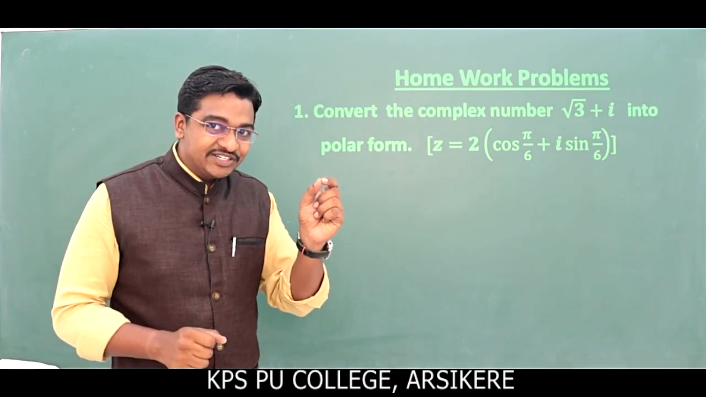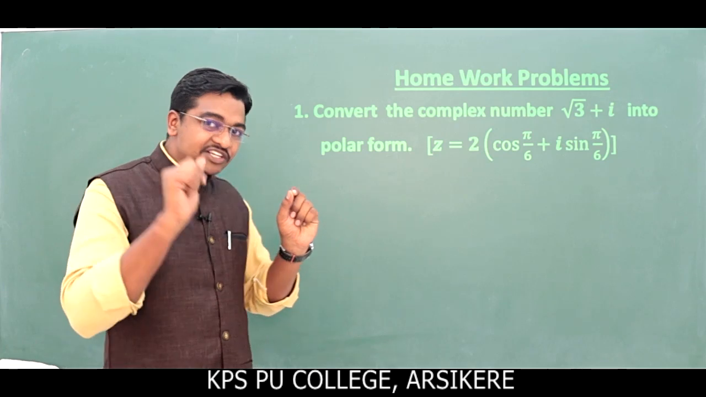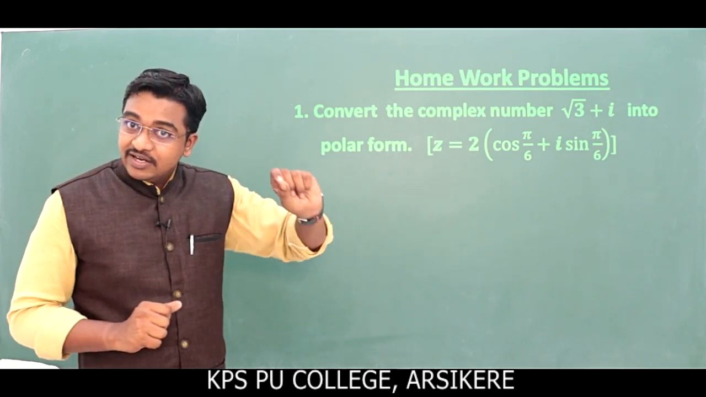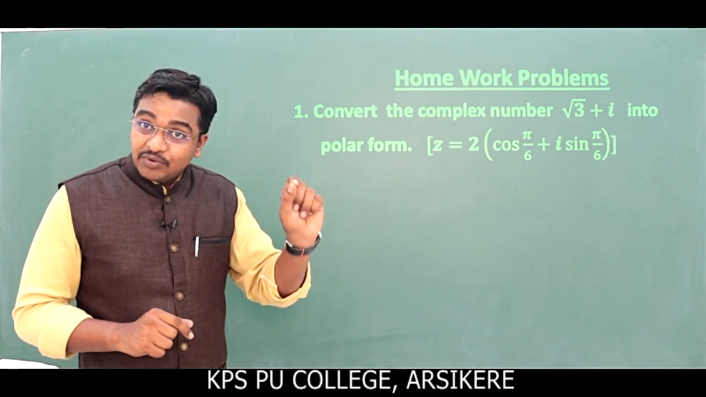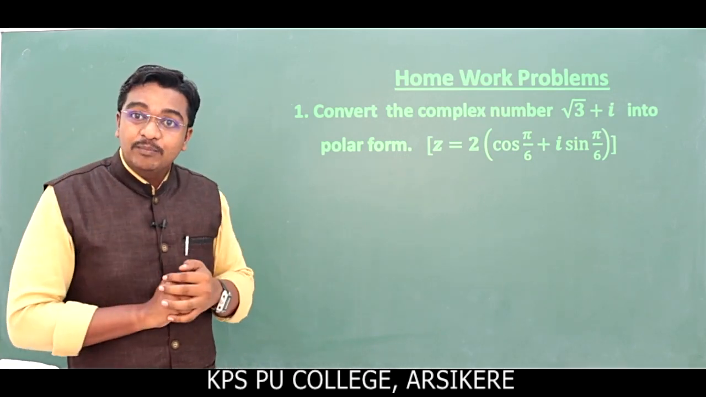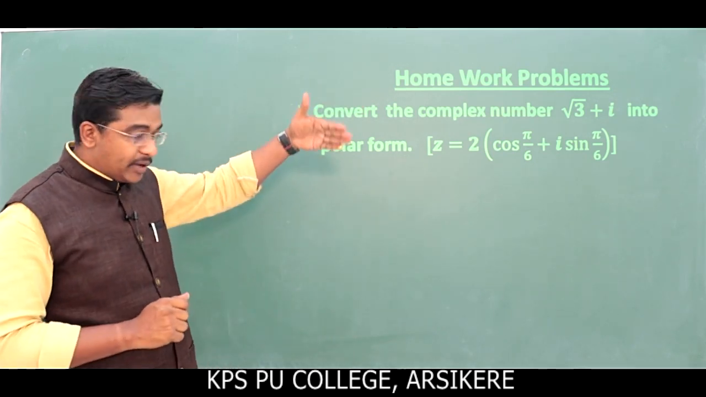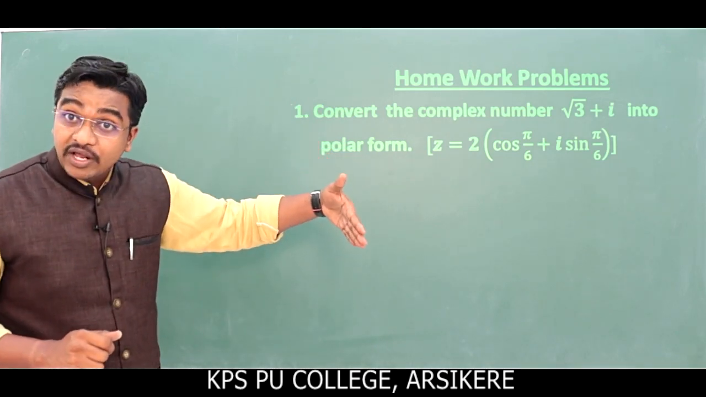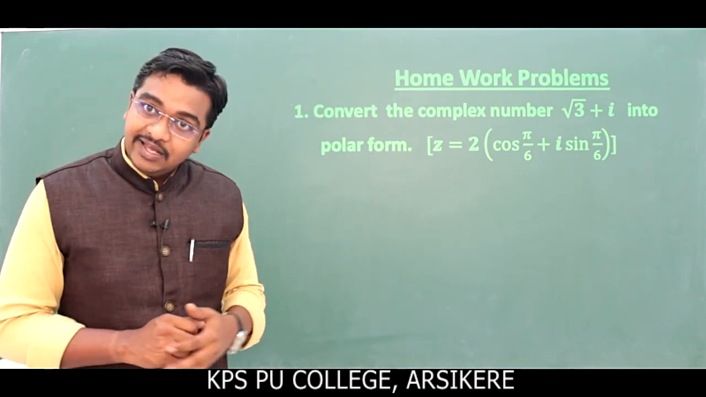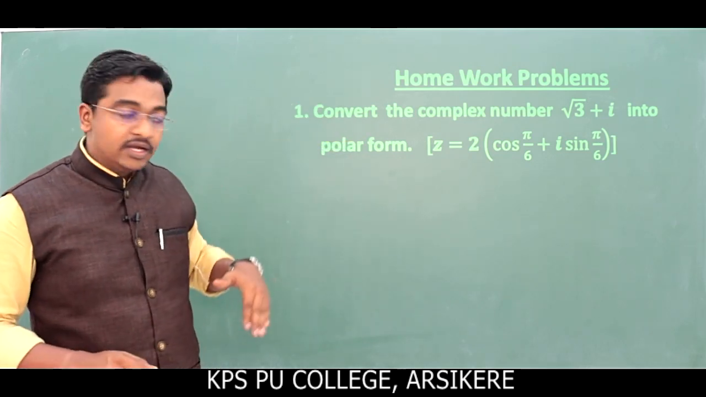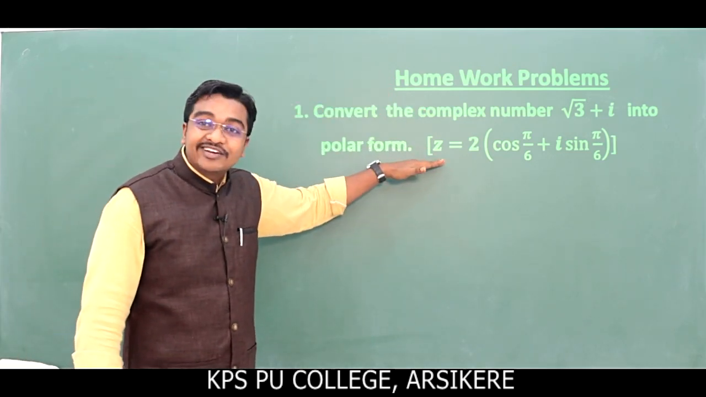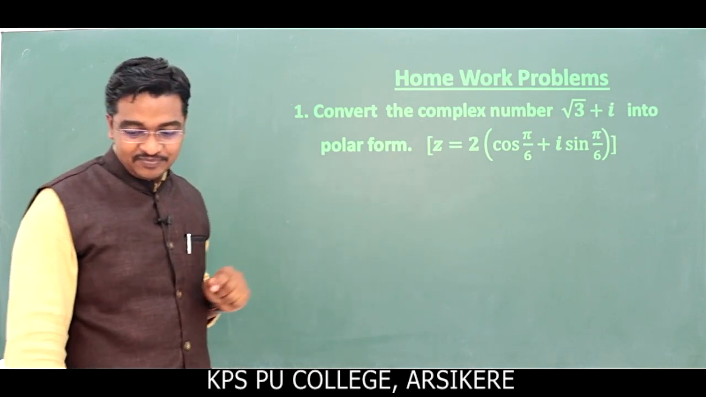So both are positive, so which quadrant does it lie in? First quadrant. In the first quadrant theta equals alpha. What is alpha there? Tan inverse of modulus of y divided by x. So 1 by √3. When tan becomes 1 by √3, that is 30 degrees. You get pi by 6. This is problem number 1. This is the Cartesian form. This is the corresponding polar form.